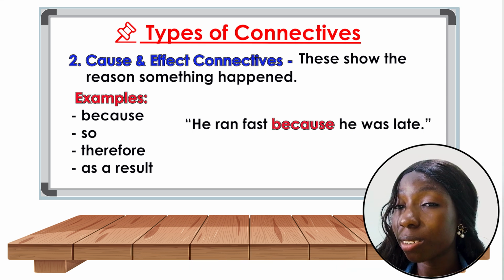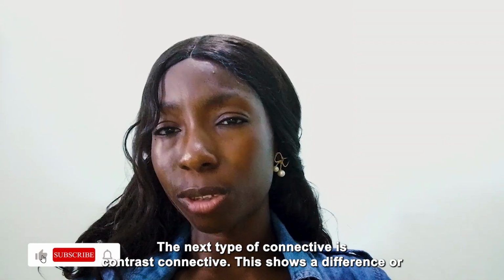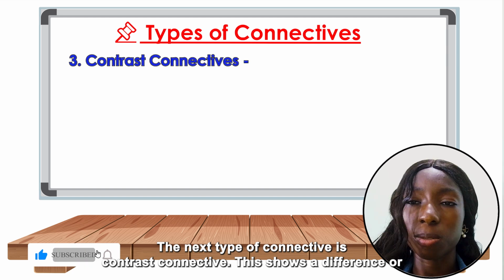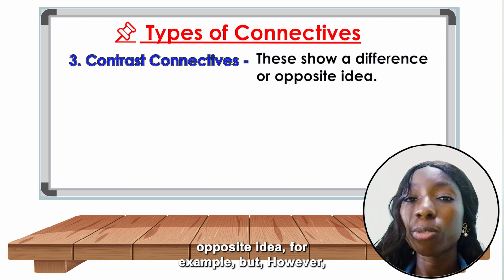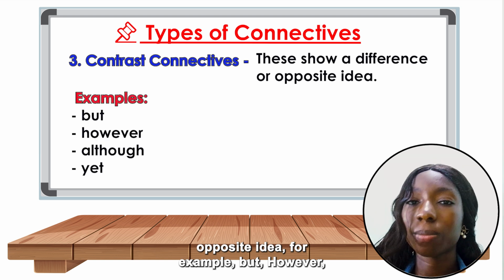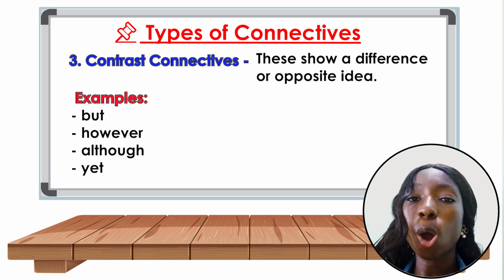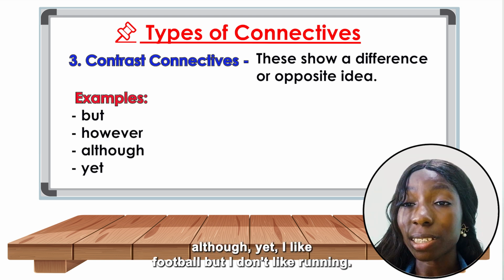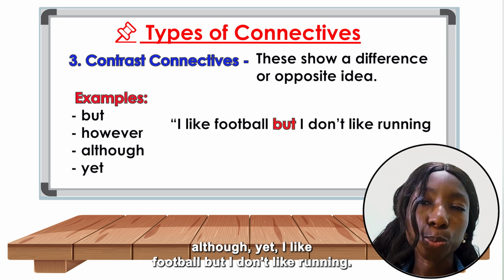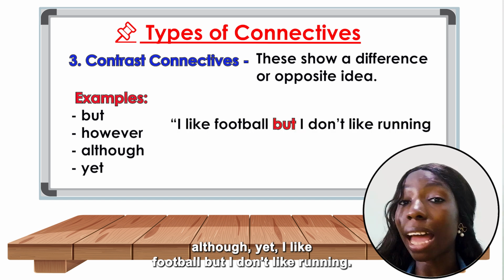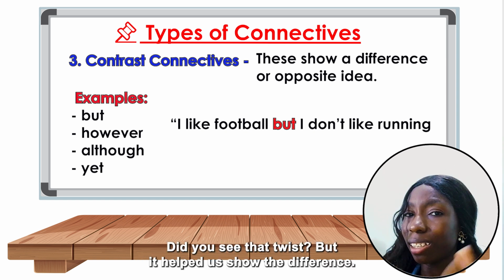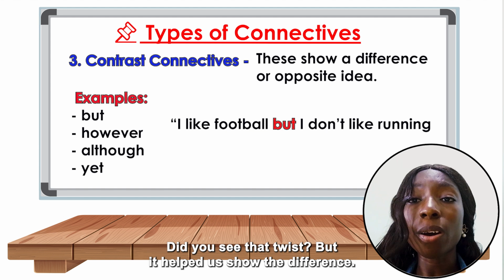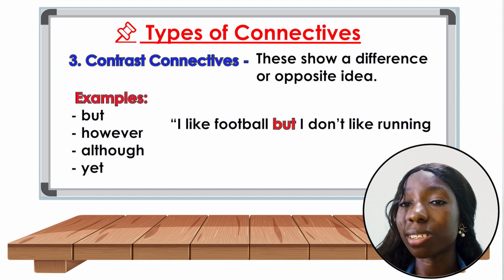Easy, right? The next type of connective is the contrast connective. These show a difference or opposite idea. For example: but, however, although, yet. I like football, but I don't like running. The fact that I like football doesn't mean I like running. Did you see that twist? But helped us show the difference.